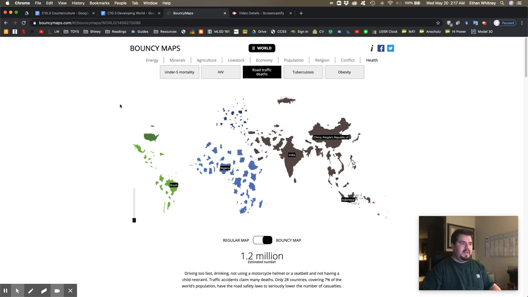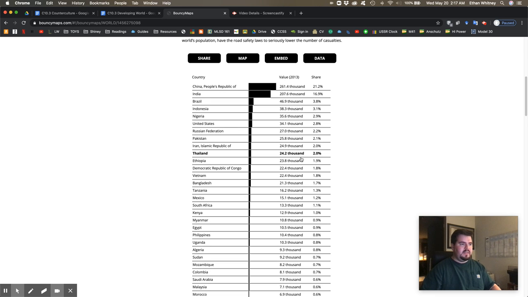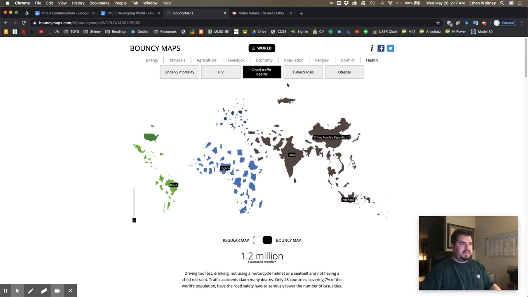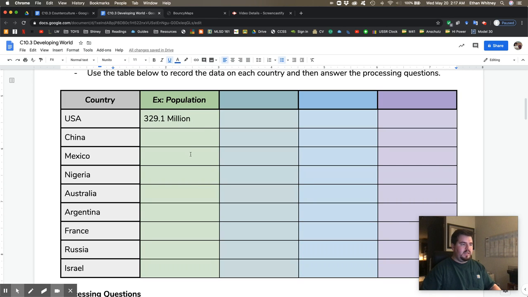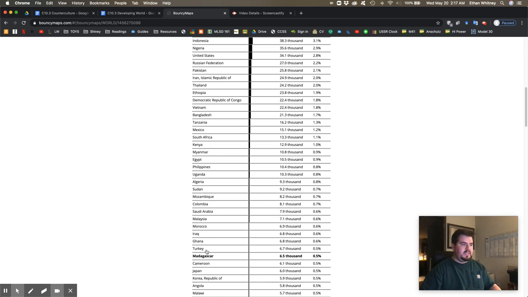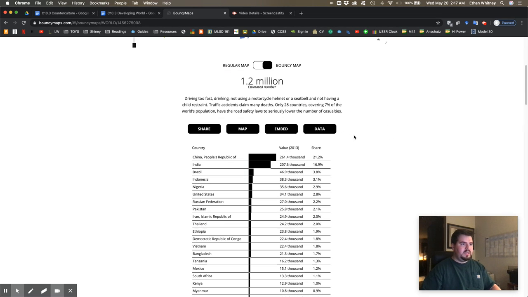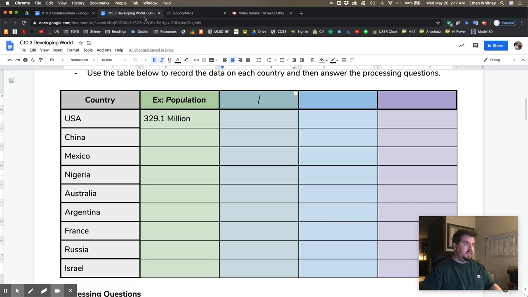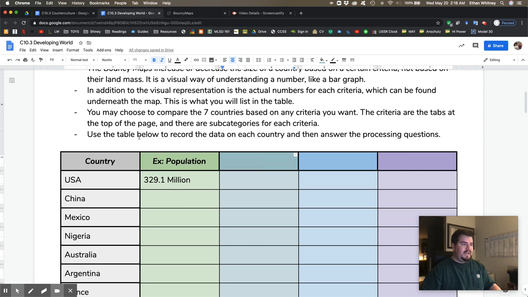But anyways, that'll show you the visual representation, but then you scroll down and this is where you get the numbers based on that criteria that you've chosen for what you're going to put into your chart here. So I could put the road traffic deaths right there, and then I'll find my different countries in the list here, and I will put either their percentage. You can put either the percentage or the number. It's up to you. Percentage might be easier. I think I'll add that into the directions.